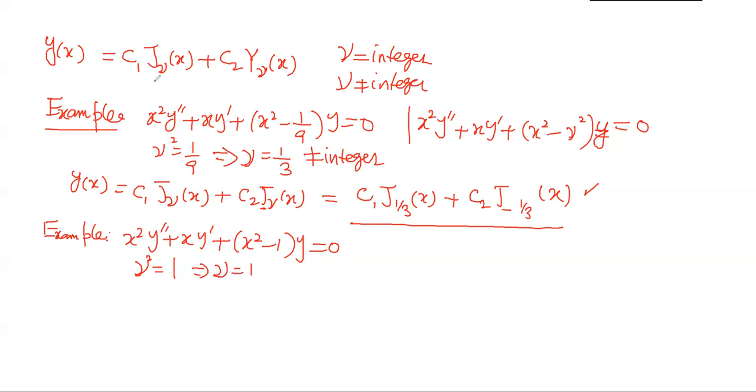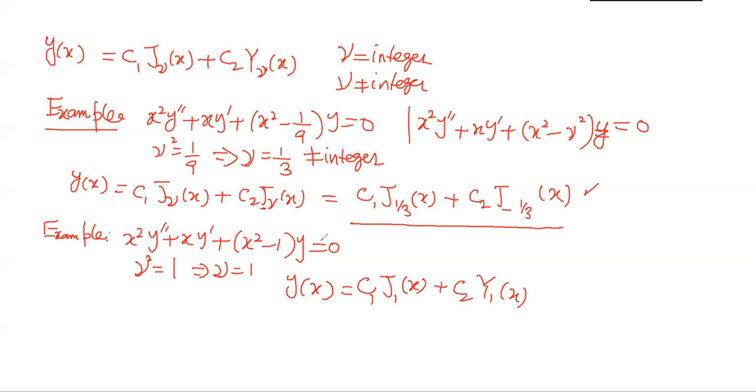So when nu's are integers, we cannot use this first form of the functions, because J nu and J minus nu in these cases will not be independent solutions. So we will need to use the Bessel's function of the second kind in this case. So the solution will be c1 J1 of x plus c2 Y1 of x, right? Where J1 is the Bessel's function of first kind of first order, and Y1 is the Bessel's function of second kind of first order, okay? So whatever is the value of nu, that will be the order of the Bessel's function.